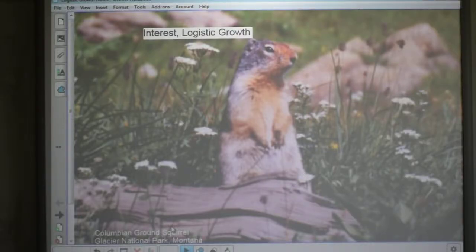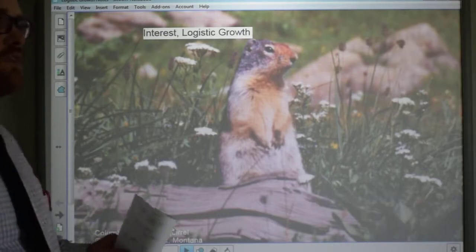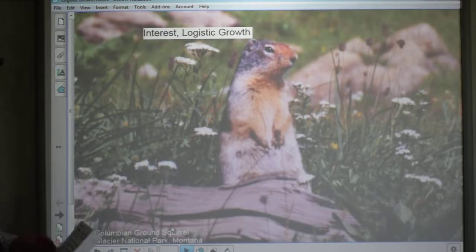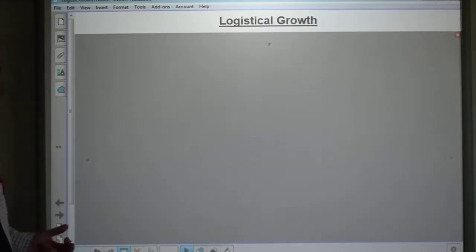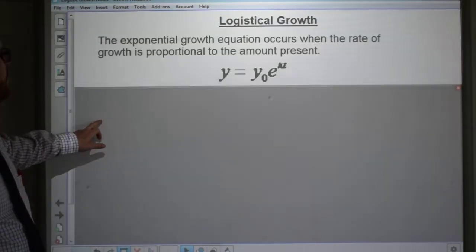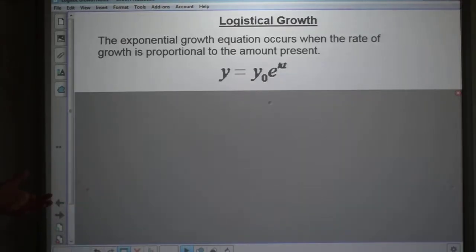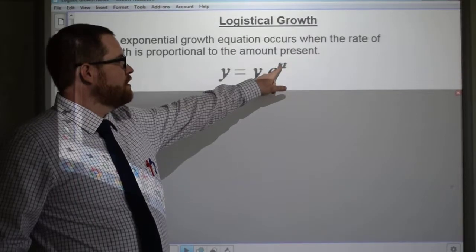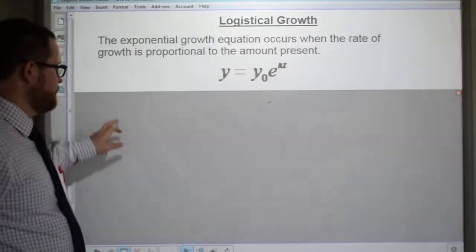Welcome back, everybody. Today we're going to be talking about interest and logistic growth. And we're really going to focus on logistic growth because we've talked enough about interest in other classes. Okay? So what is logistic growth? This is exponential. Final amount, the initial amount, and you're growing at some sort of rate over time.